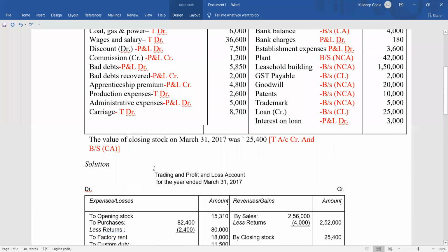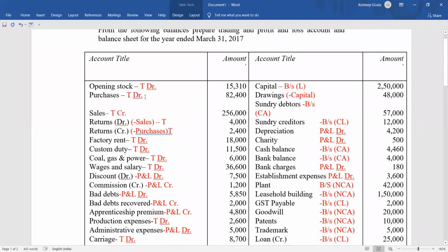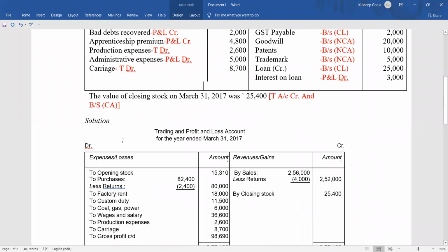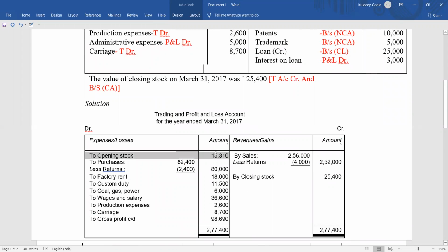Now coming to the solution, we'll start like this with the trading account. First of all, it is opening stock, right? So what is the opening stock value? 15,310. So it will come in the trading account debit side. This is the first item, right? So it will be "To opening stock" on the trading account debit side.